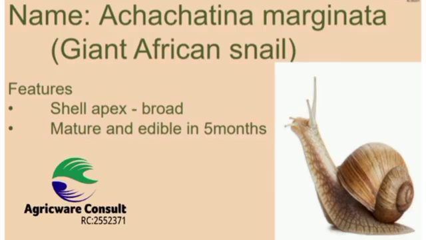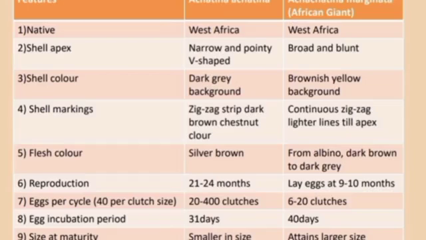A major difference between Achatina marginata and Achatina breeds of snail is that one has a narrow apex, while the second one has a broad apex. That's the tip of the shell of one is narrow and the tip of the other one is broad. That is a major way of quickly identifying which breed of snail a particular farmer is breeding.